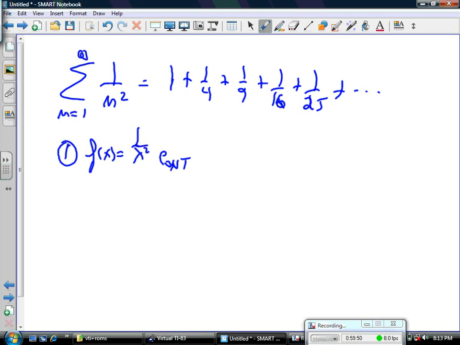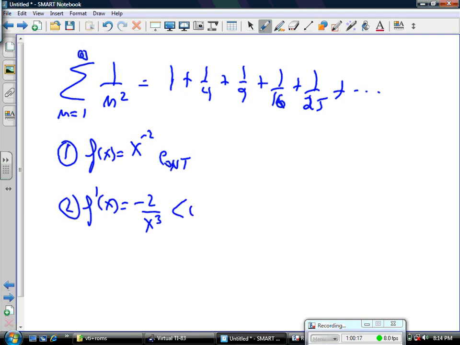Is there anywhere on the domain from 1 to infinity where it's undefined? It's undefined at 0, but from 1 to infinity, it's okay, right? 1 to infinity is okay. All right. Second, what is f prime, by the way? How do you differentiate 1 over x squared? Remember what that is, really. It's x to the negative 2. How do you differentiate x to the negative 2? Negative 2 times x to the negative 3, right?